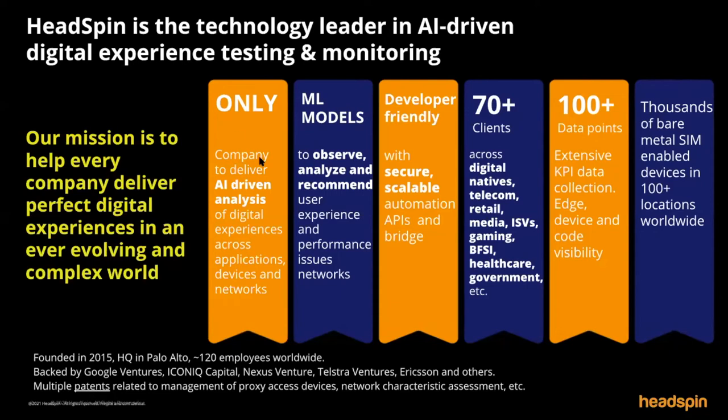HeadSpin is a six-year-old company based in Palo Alto. We are focused on data and insights when it comes to digital experiences. We are focused on creating as many proxy end-user contexts as possible. We're backed by Google Ventures and Iconic Capital.